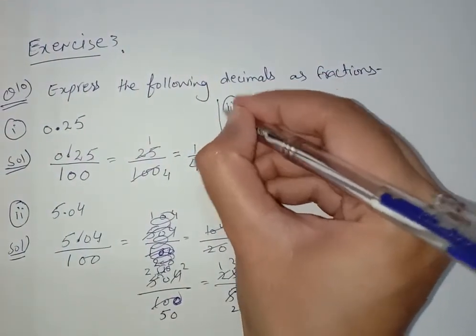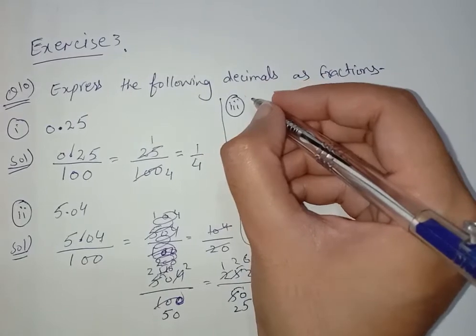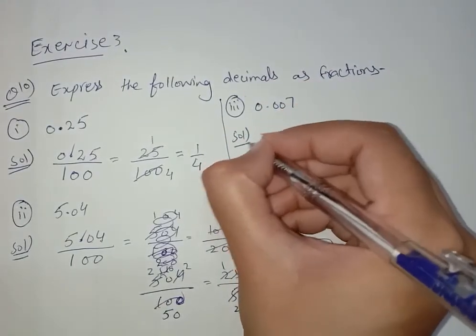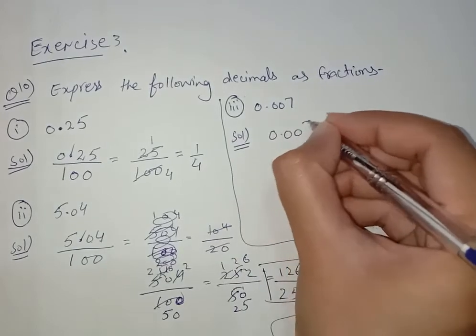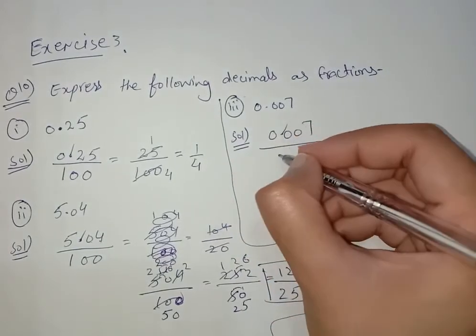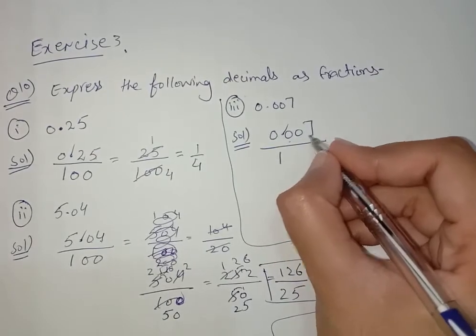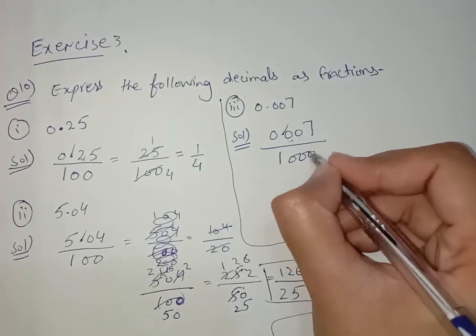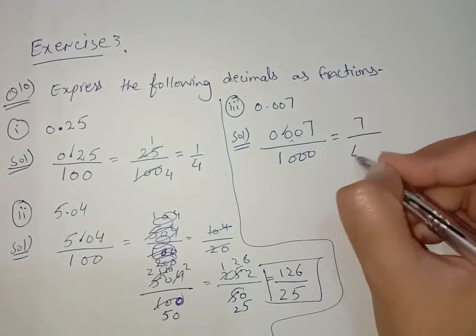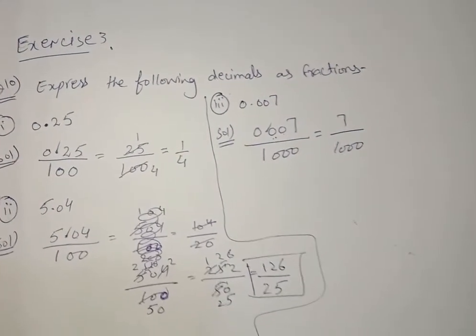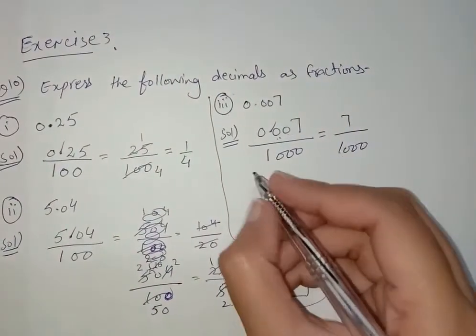Now move towards its part number 3, which is 0.007. As I told you, the point removes, 1 comes in the denominator. Next there are 3 digits, 007, so we place 3 zeros. 7 by 1000 is our answer. As 7 and 1000 do not cancel with each other, we place it as it is.